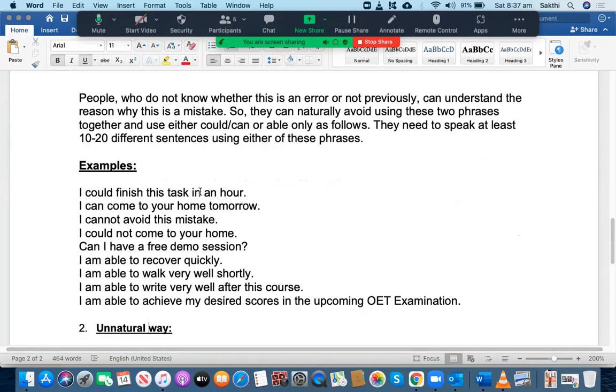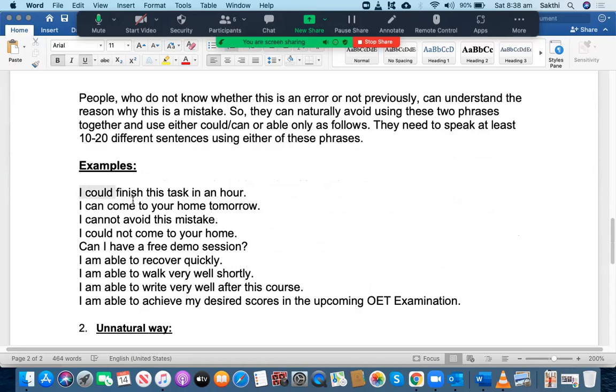I could finish this task in an hour. I can come to your home tomorrow. I cannot avoid this mistake. I could not come to your home. Can I have a free demo session? I am able to recover quickly. I am able to walk very well shortly. I am able to write very well after this course. I am able to achieve my desired scores in the upcoming OET examination, for example.